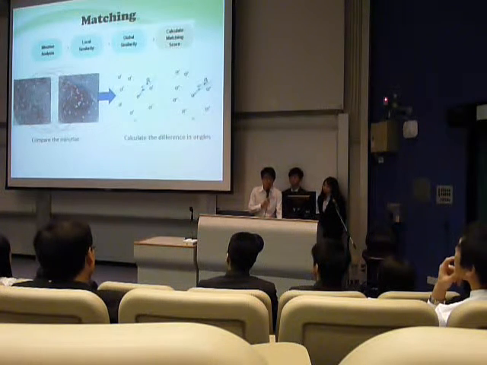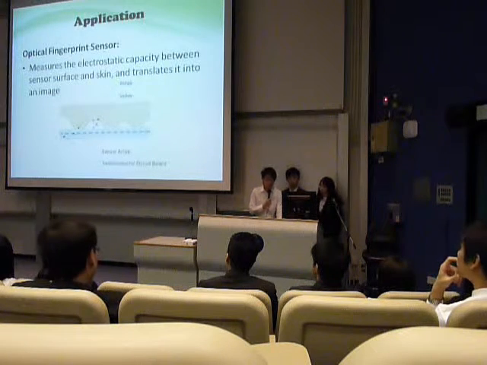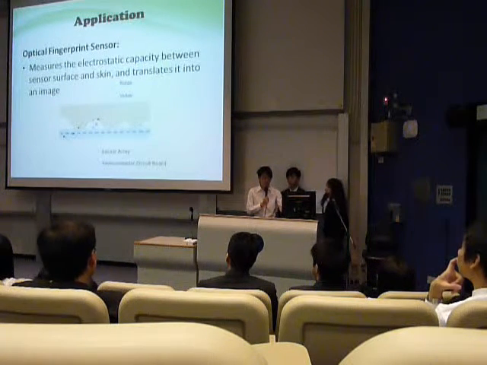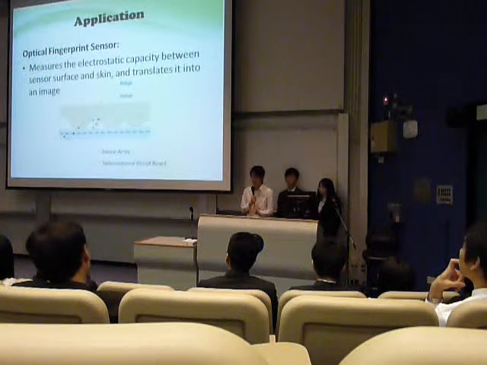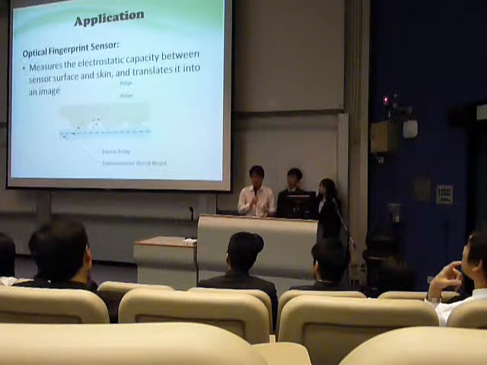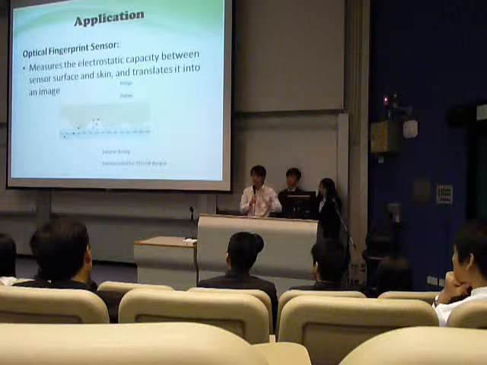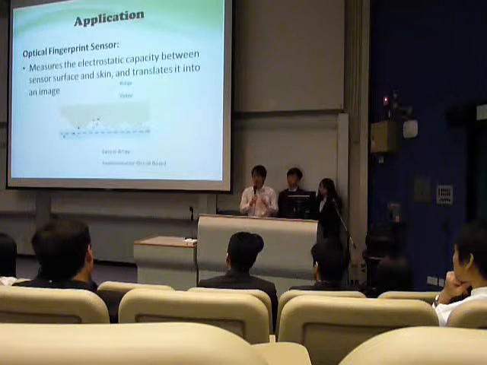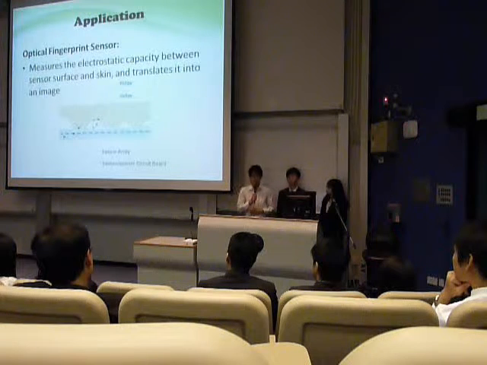And these are the general process of the matching. And this is one application that is using this sensor, you can measure the capacity between the sensor surface and skin, so that you can turn the input into a real image that is processed through the previously mentioned process to really match the fingerprint. And it is generally what fingerprint recognition does.